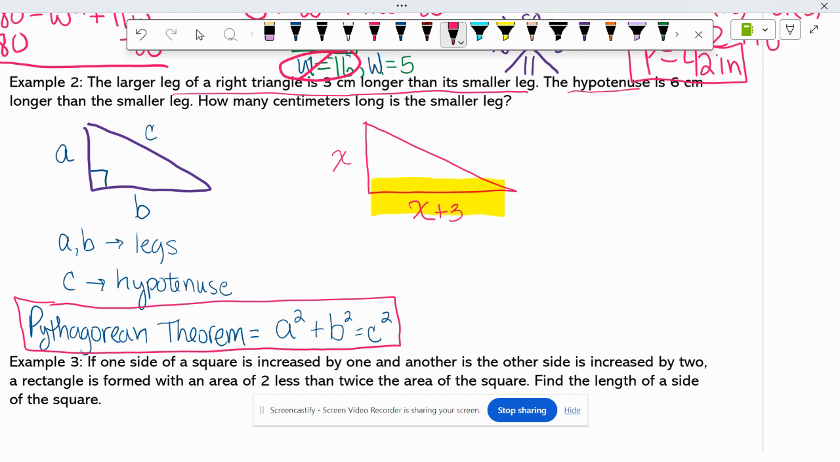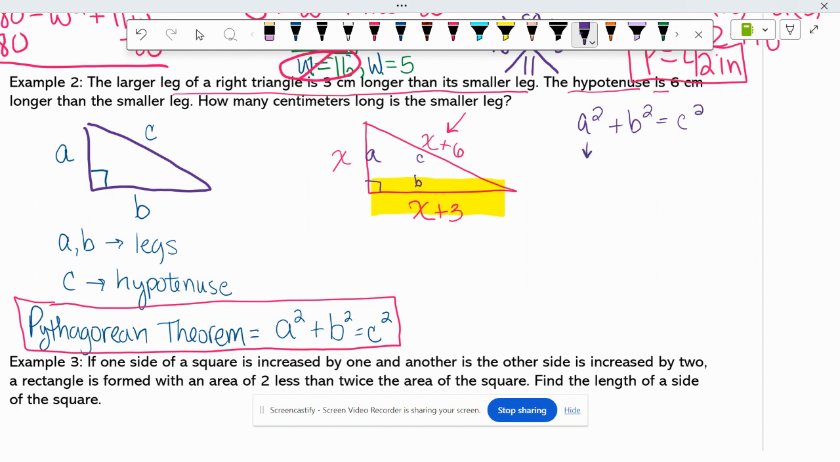It says the hypotenuse is, that's this side right here, 6 centimeters longer than the smaller leg. So small leg plus 6. How many centimeters is the small leg? Well, we have to use the Pythagorean theorem. Remember that this is A, B, and C of my right triangle. A squared plus B squared equals C squared.